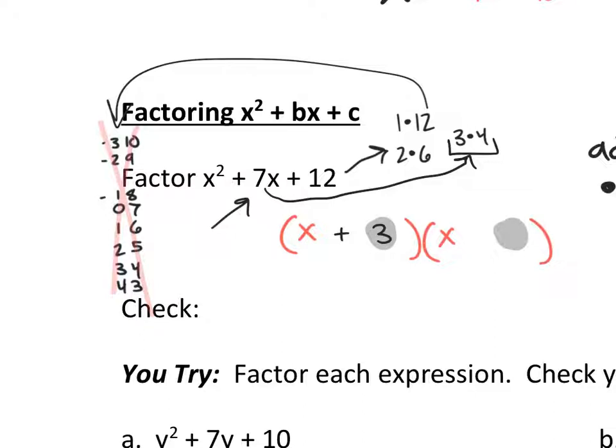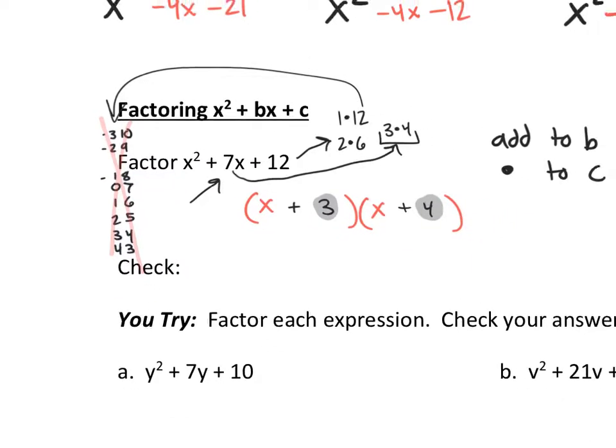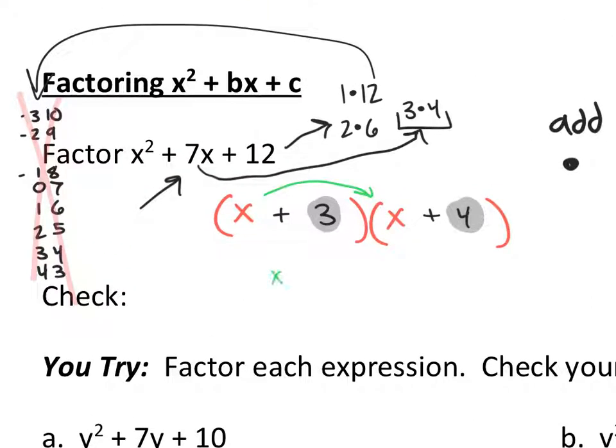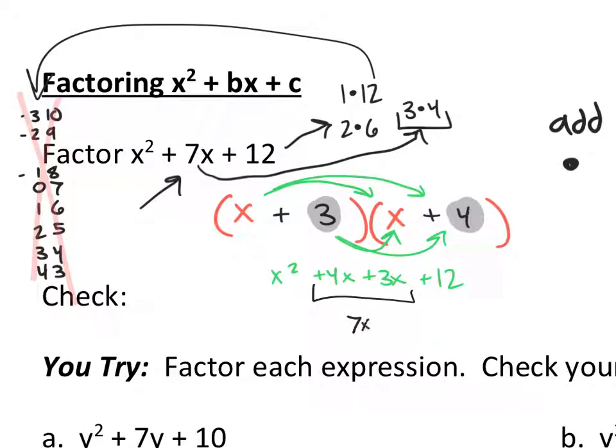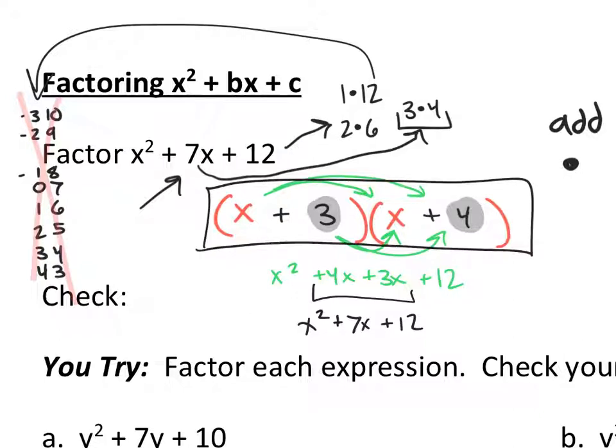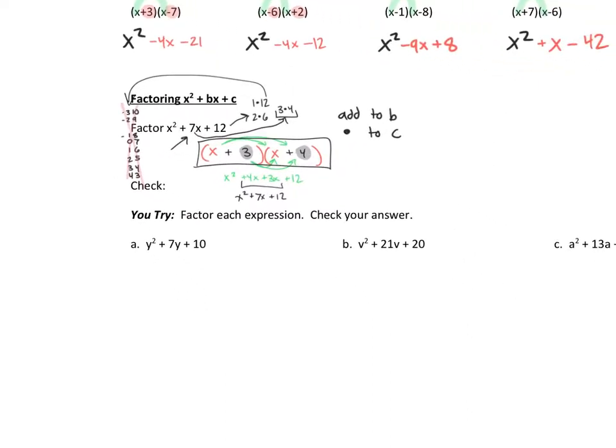So I would have x plus 3 and x plus 4. For all factorings, you can check it with FOIL. x times x is x squared. x times 4 is 4x. 3 times x is 3x, and 3 times 4 is 12. When we do this, you'll see that the 4x and the 3x do take us back to the 7x, which was present in the original form. So this is, in fact, the correct factorization of the initial expression. Let's try some more.